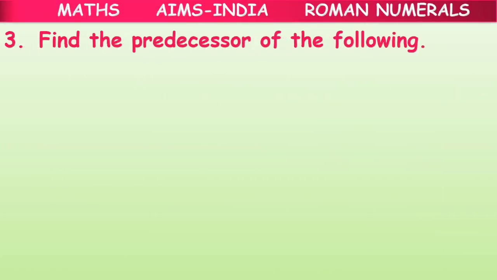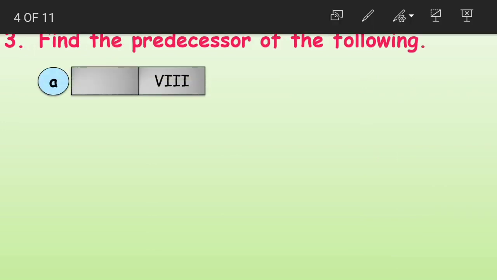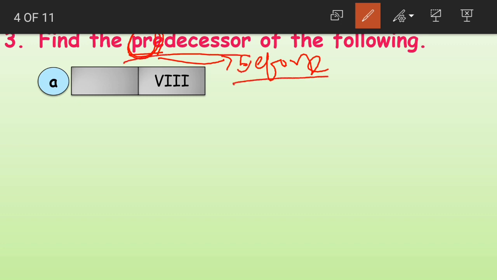Roman to Indo-Arabic. Now, find the predecessor of the following. What is a predecessor? The word pre means before. What does the word pre mean, children? Pre means before. So a predecessor is a number which comes before a given number. Now how do we find out a number which comes before a given number?